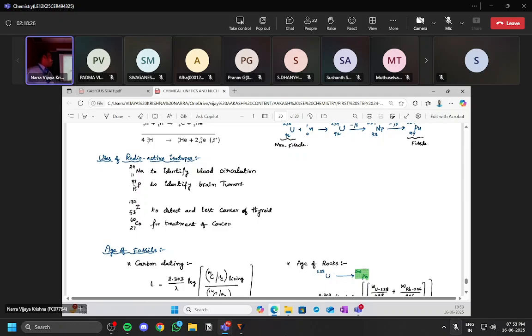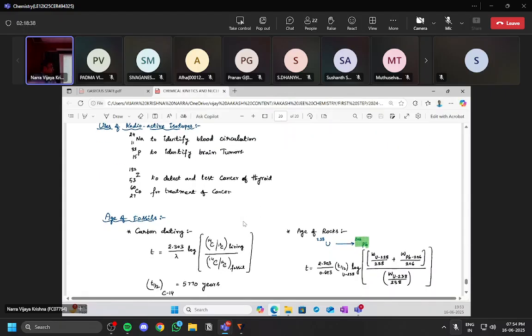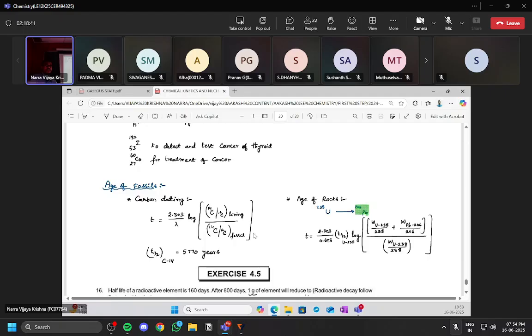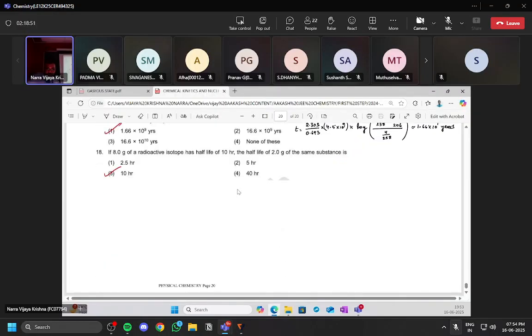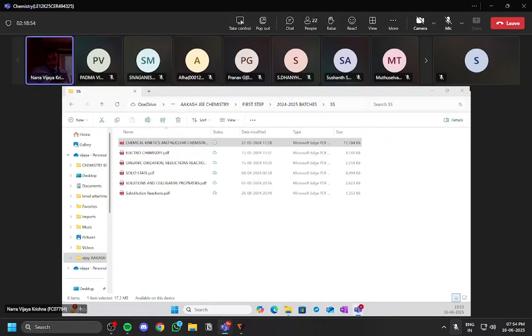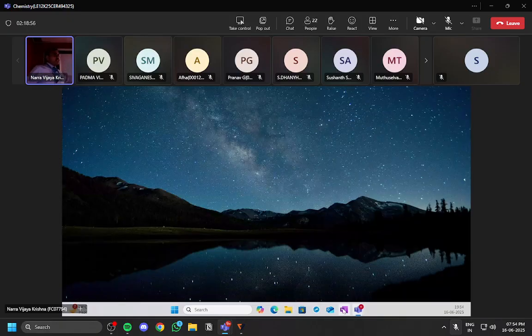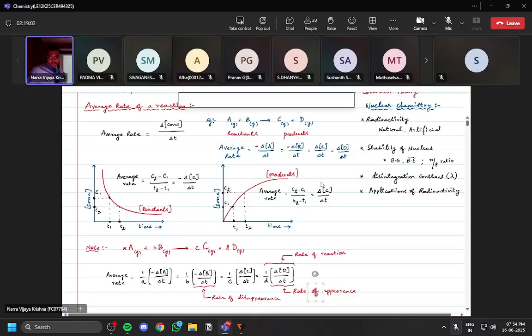Uses of radioactivity. Sodium 24 for blood circulation, phosphorus 33 for brain tumors, iodine 132 for treatment of thyroid, cobalt 60 for treatment of cancer, and so on. Already we have seen these two equations, right? To find the age of rocks, carbon dating technique to find the age of fossils. Done? So that ends this chapter. These are all theory. Whatever we discussed today is theory based, so that's why I just quickly completed it.